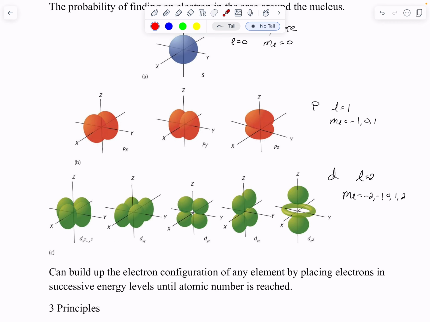This d orbital almost looks like two of these p orbitals together, right? And this is in the xy plane. This is in the xz plane, and this one is in the yz plane. So they're all 90 degrees from each other. The first one, x squared minus y squared, is on the x and y axes. And the fifth one has this weird donut around it, right? And then it's got lobes on the top and the bottom on the z-axis.